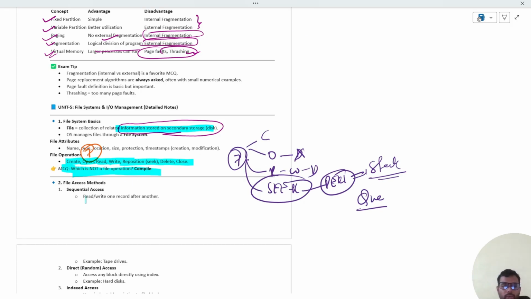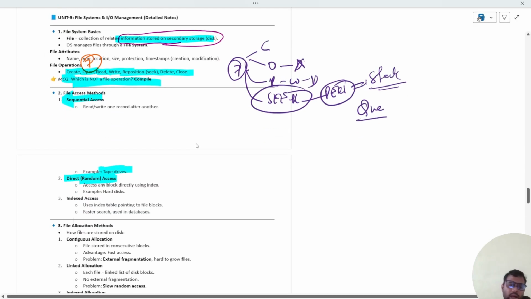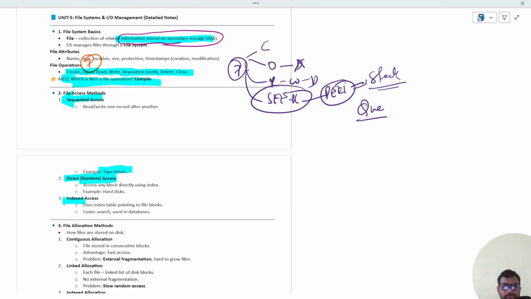There could be 3 techniques. One is called sequential access, as we did, for example, in tape drives. Another could be direct access, which is also called random access. And the next could be index access. These are the 3 types of file access: sequential access, direct random access, and index access.